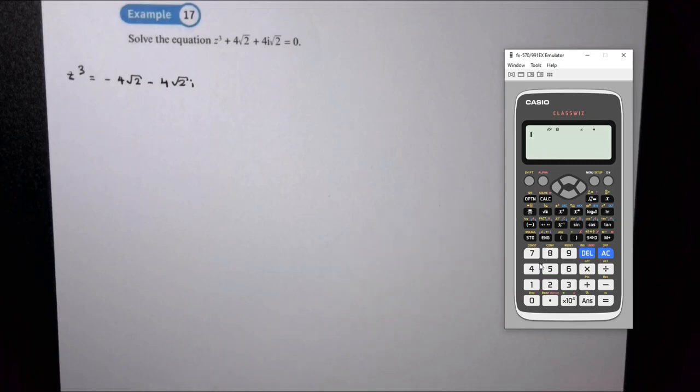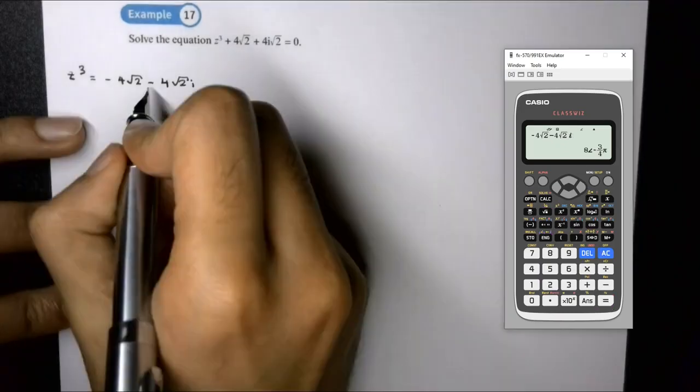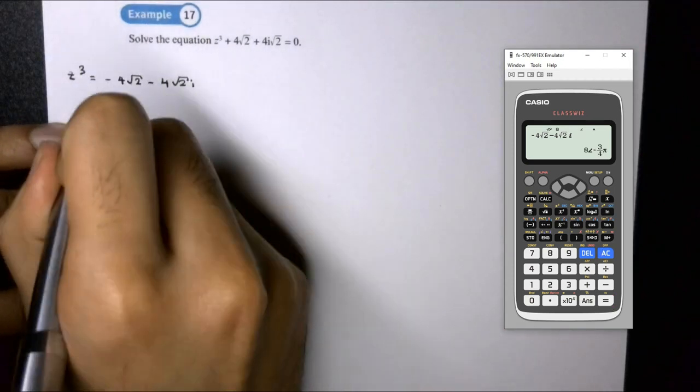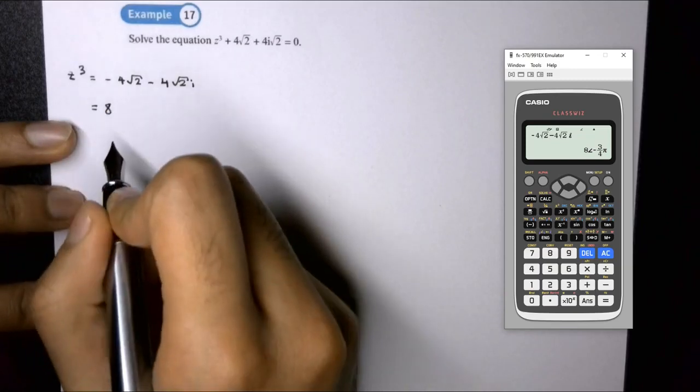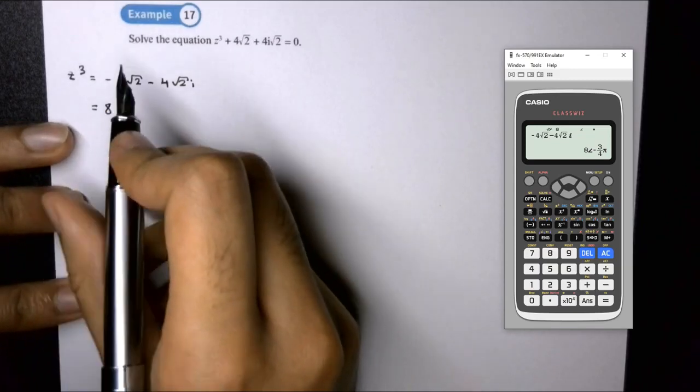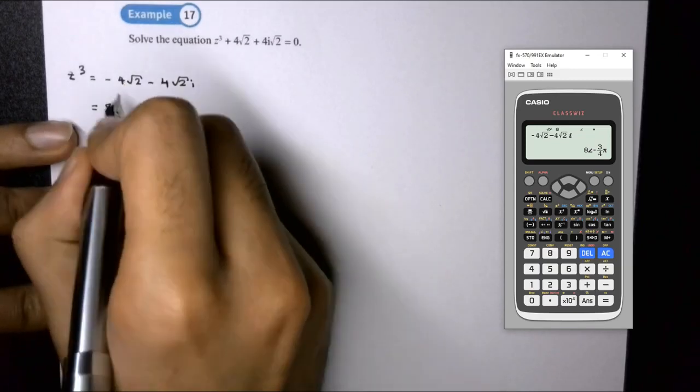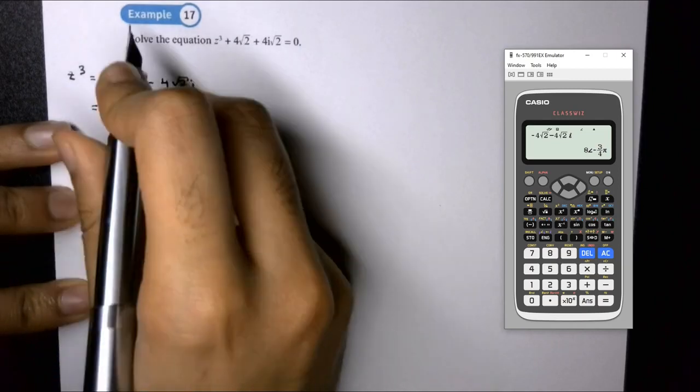So if we type in this complex number, -4 root 2 minus 4 root 2 i, then you'd find the modulus is equal to 8 and the argument is equal to -3/4 pi. So what we will do is write this in mod arg form.